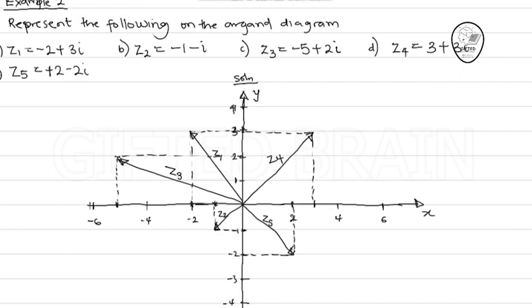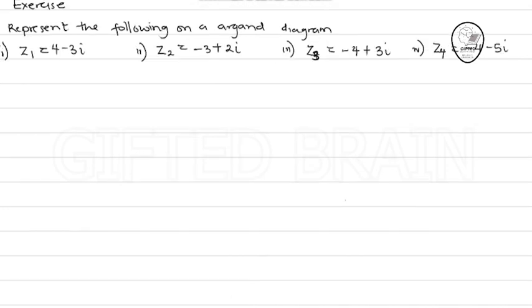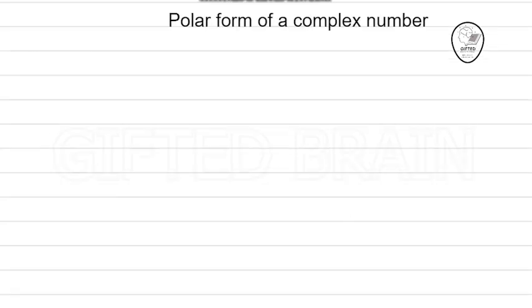So that's all about the Argand diagram. You can try the following on your own. Next we'll look at the polar form of a complex number. Before going straight into the polar form of a complex number, I would like to say certain things about trigonometry.